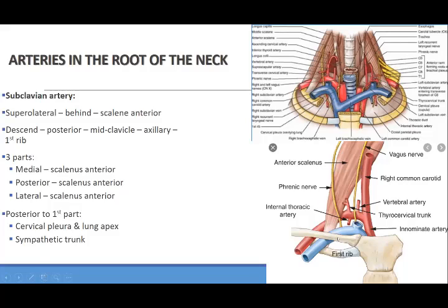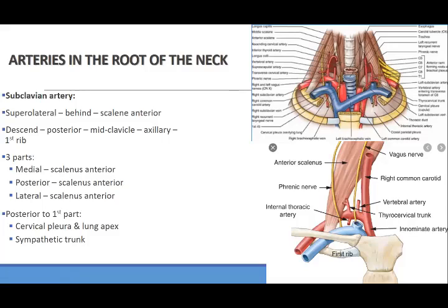Have a look, the subclavian emerging from the lateral border of the scalenus anterior muscle, passing behind the middle of the clavicle, and at the outer border of the first rib, this is the first rib, the name of the subclavian artery changes to axillary artery.